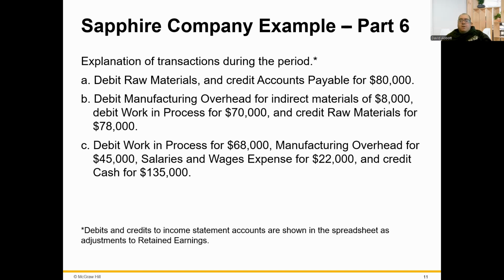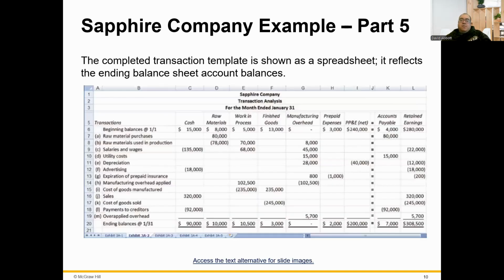Then we would debit work in progress for 68,000, manufacturing overhead for 45,000, salaries and wages expense for 22, and then we credit cash 135, and that's to pay for those items, what they incurred in actual production expenses and what they incurred in overhead expense, wages and salary expense, and then what they paid out. And it says debits and credits to income statement accounts are shown in the spreadsheet as adjustments to retained earnings. So if we go back, we can see that.